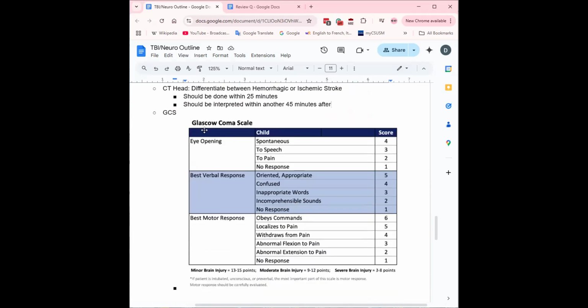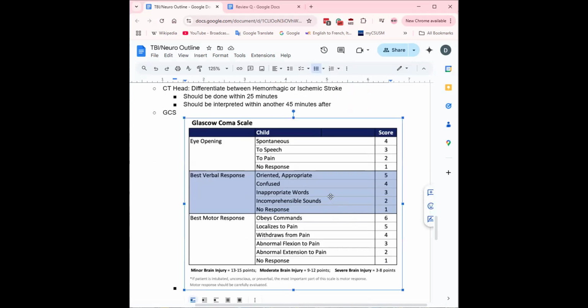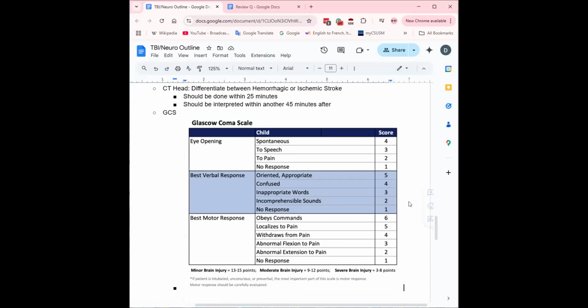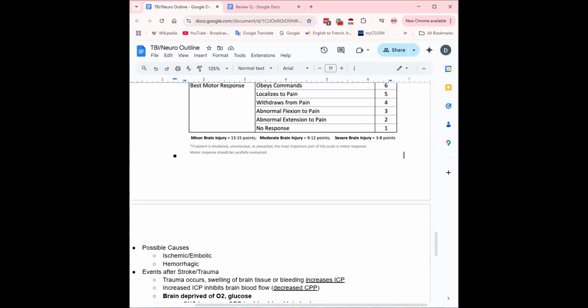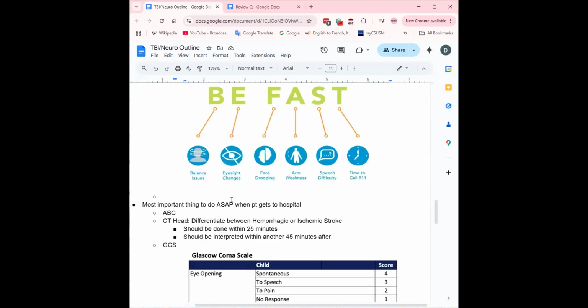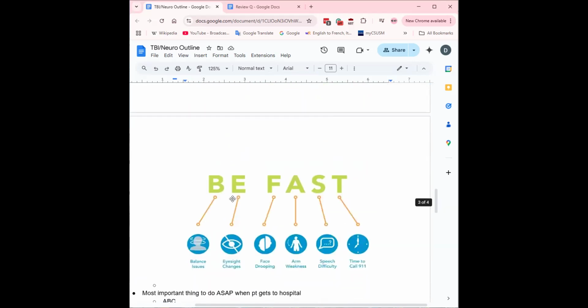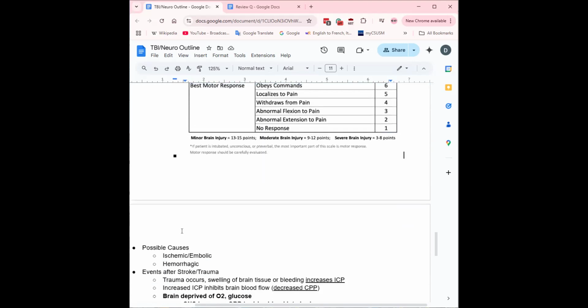And here's your GCS scale that allegedly, yeah, allegedly. Okay, I think that's everything I have for that, right? How to detect, most important thing.